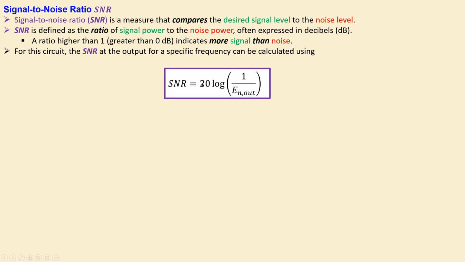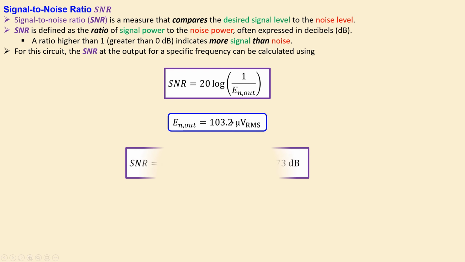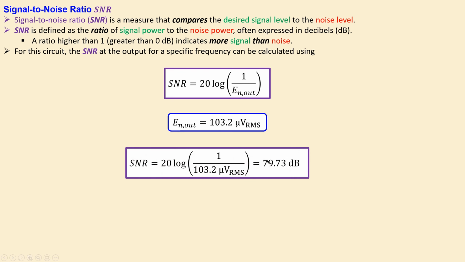You can see that SNR is 20 log, again already given in the dBs, 1 over that output referred RMS noise voltage, and we already had that. So if you now substitute that in here, you will have approximately 80 dB. So it is a little bit closer to that one, 79.73 dBs. And we will check this in the simulations also.